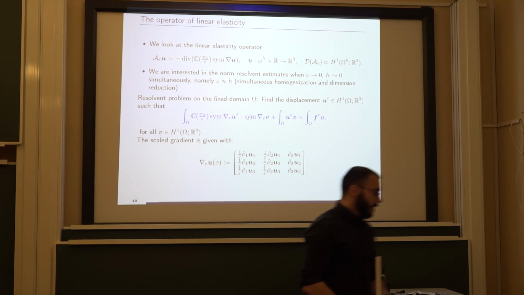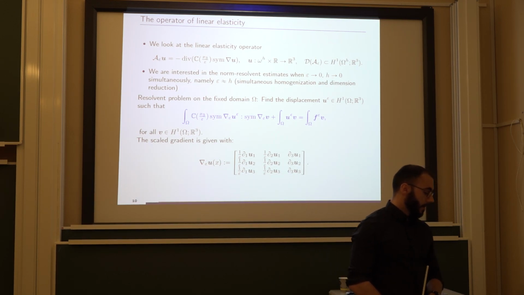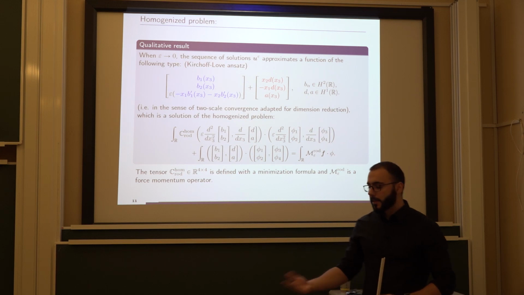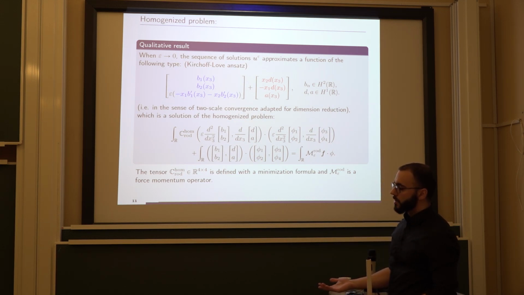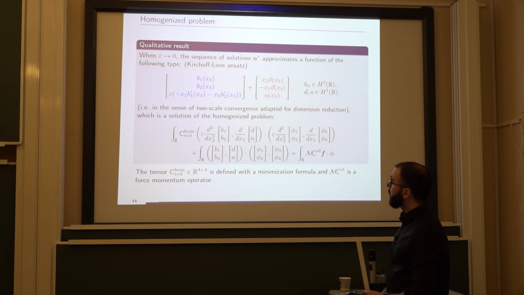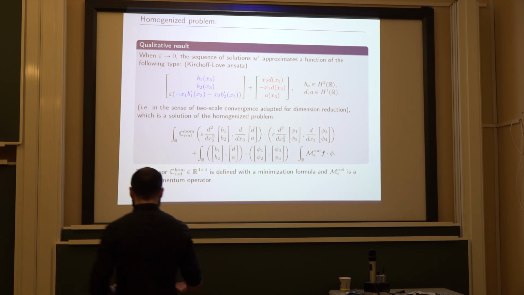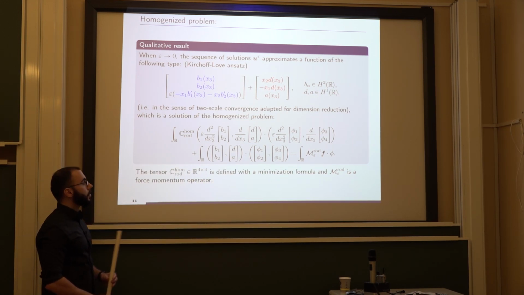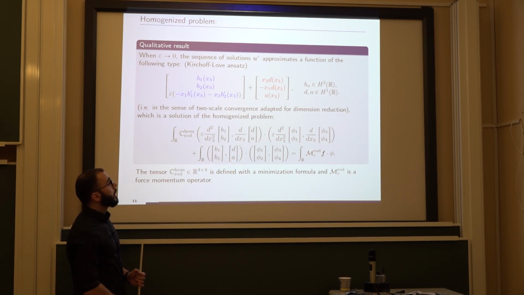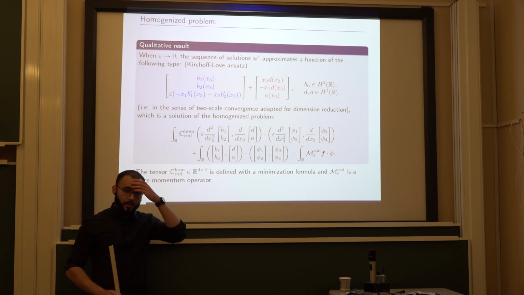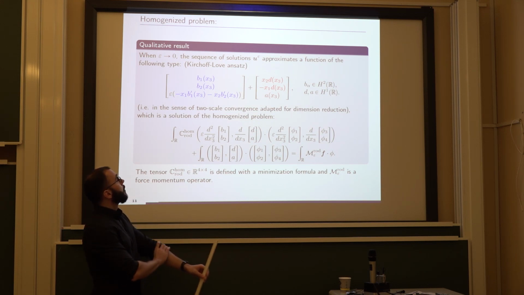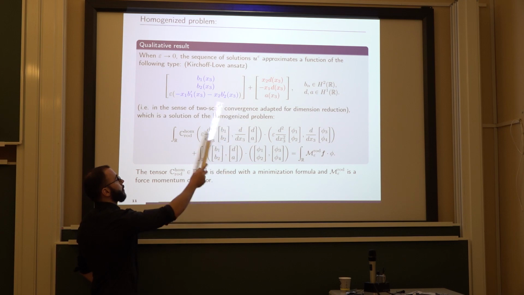So we now want to see what will happen with the sequence of resolvent problems like this when epsilon goes to 0. And again, easily you can prove some qualitative result, such as, for example, when epsilon goes to 0, then this sequence of solutions of these resolvent problems would converge to, would approximate, a function of this type. And in the theory of plates, it's called the Kirchhoff-Love ansatz. I don't know if in the theory of rods we can also use the same expression. But let me just give you an idea what this function represents.